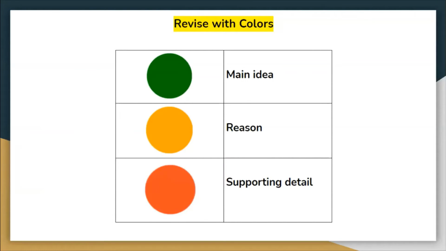So for today's lesson, we will see how students will revise with colors. Instead of just simply crossing out and adding information, they will identify the information in their essays as either main idea, reason, and supporting details using colors. Green will be representative of the main idea, yellow will be representative of the reason, and red will be representative of the supporting detail.